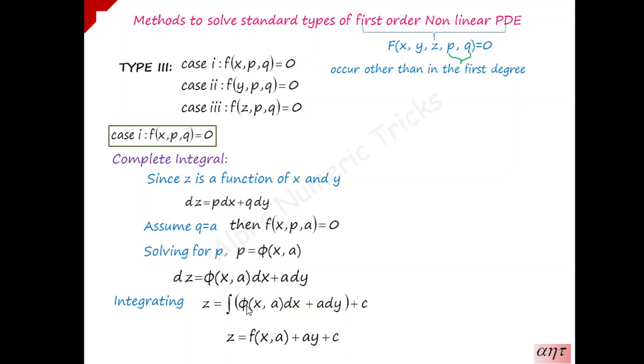That's why you can replace this integral phi of x comma a dx as f of x comma a plus a into integral dy, which is y, plus a constant c, which is your required complete integral. Number that equation as 1. Now using this complete integral, we have to find out the singular integral and the general integral.